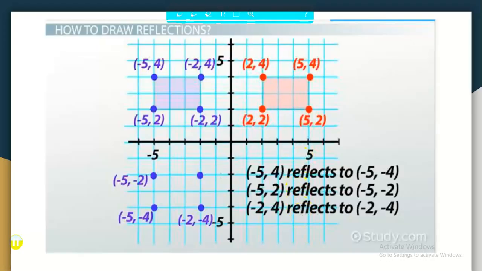How to draw reflections. To reflect the shape ABCDE in the y-axis, by the way, this is an example, label the image points A', B', C', D', and E' with their coordinates. Here is the y-axis, the mirror line.